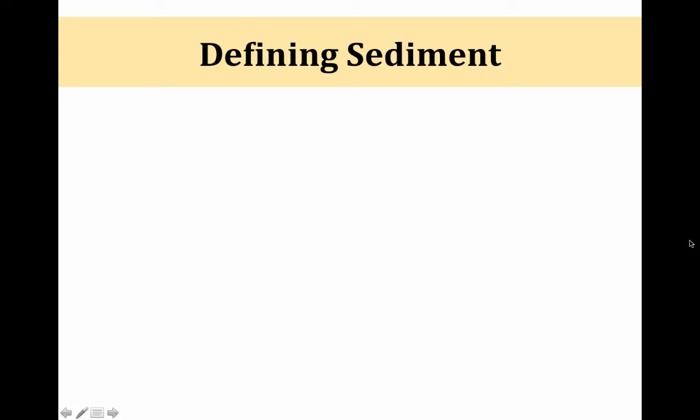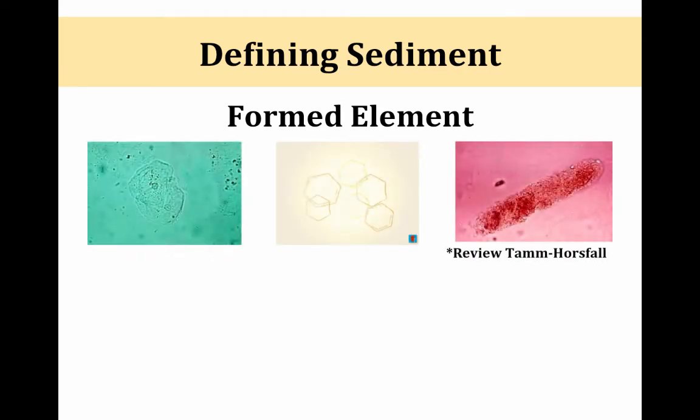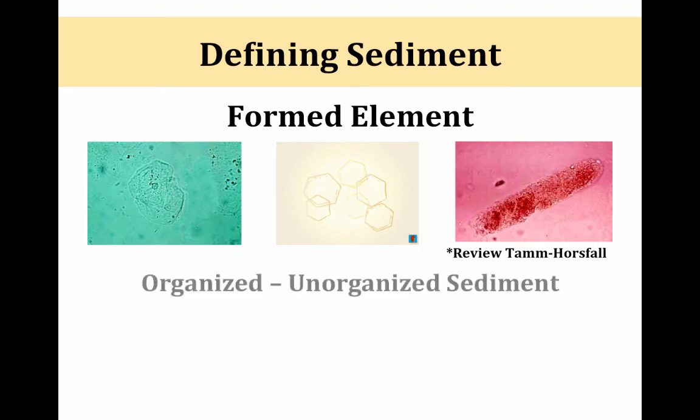When we define sediment, we use particular words to describe it, and one of those words is formed element. Basically, what a formed element is describing is either a cell, a crystal, or a cast, something that has a very defined shape. This is a reminder that if you don't remember what casts are made of, review the Tamm-Horsfall protein, which was discussed in your microscopy videos at the beginning of the semester or in your book. We also use the words organized or unorganized to describe sediment.